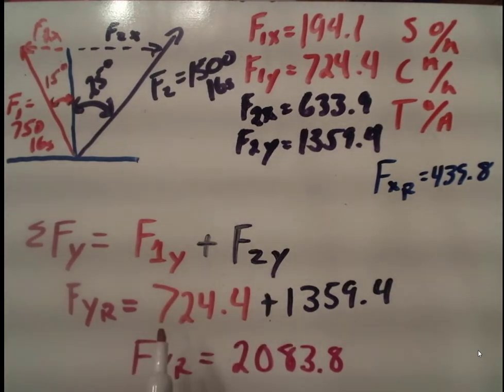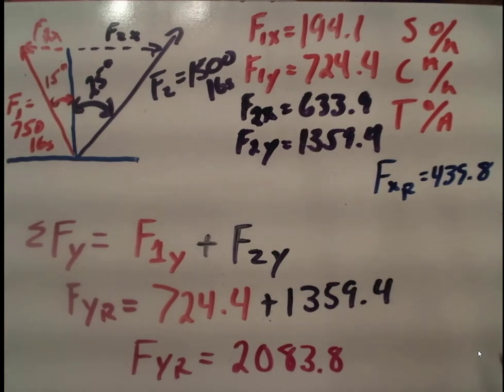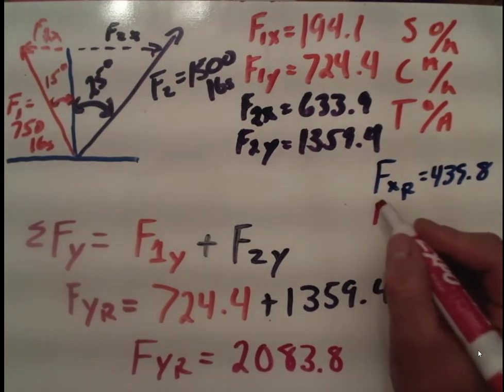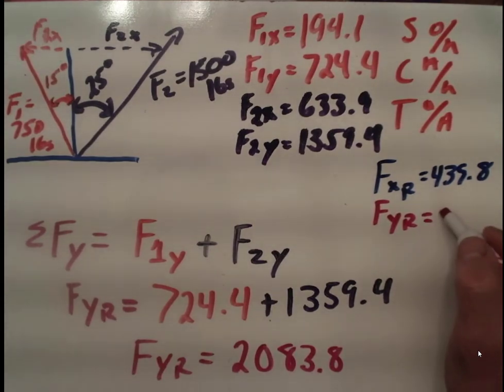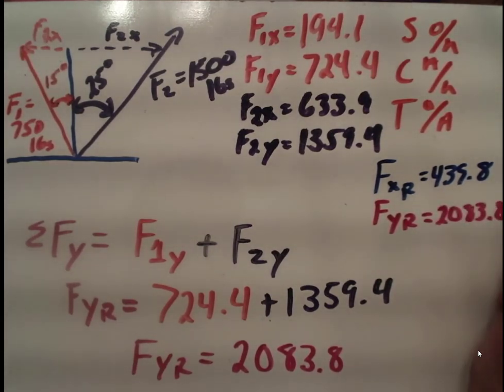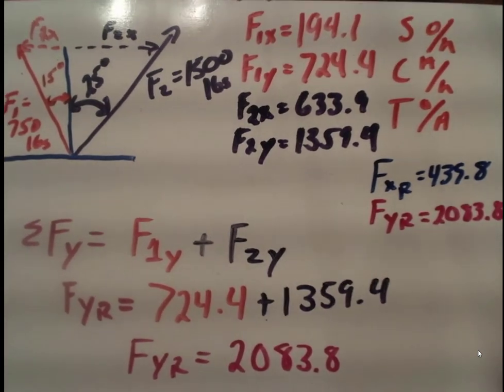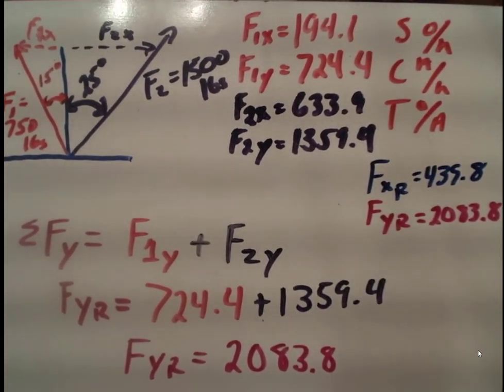Both forces are going up, so 722.4 plus 1359.4 equals a force Y resultant of 2083.8. So let's just write that over here. Force Y resultant equals 2083.8. And that gives you your two resultant force components, X and Y. Hopefully that all makes sense.